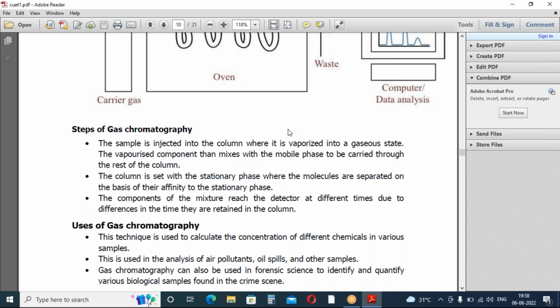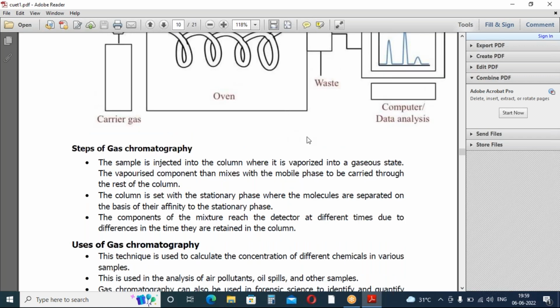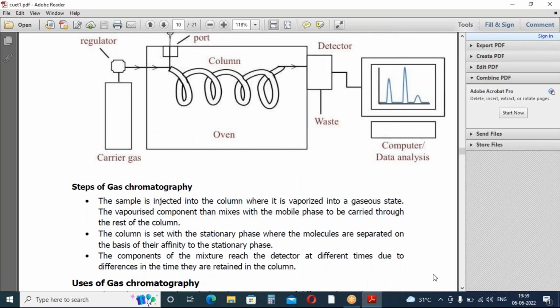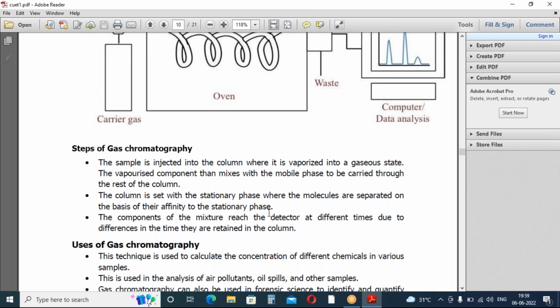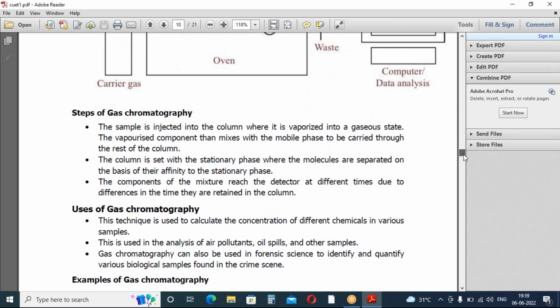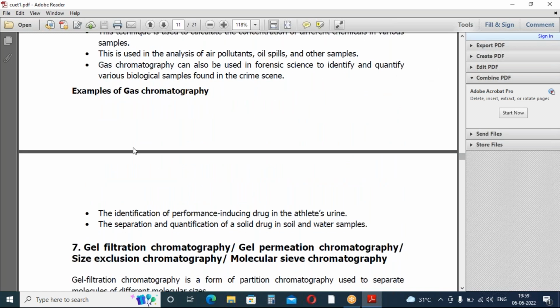And what are the uses? This is mainly used for calculating the concentration of different chemicals present in samples, and also for the analysis of pollutants, oil spills, and other samples. This is also used in forensic science studies to identify different chemicals or molecules present in mixtures. Those are the main uses.